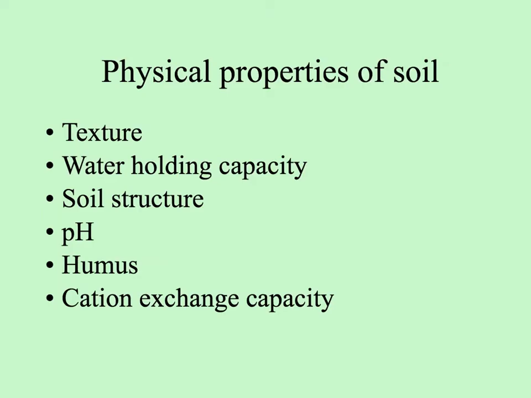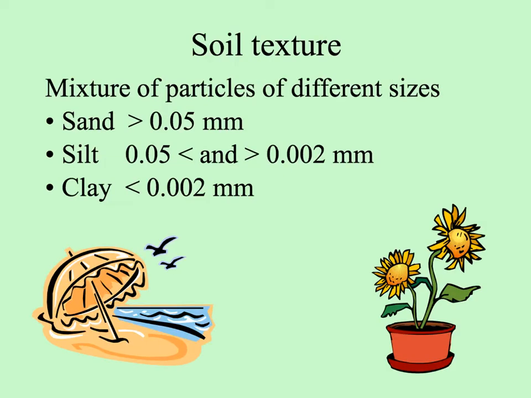The texture of soil is really important in determining how well it holds onto water. And we'll talk a little bit now about the structure of soil. Soils differ in how much humus or disintegrated living material they have in them. And the amount of these things, the water holding capacity, especially affects the ability of the soil to hold on to positively charged cations. Texture is determined by the proportion of particles of different sizes.